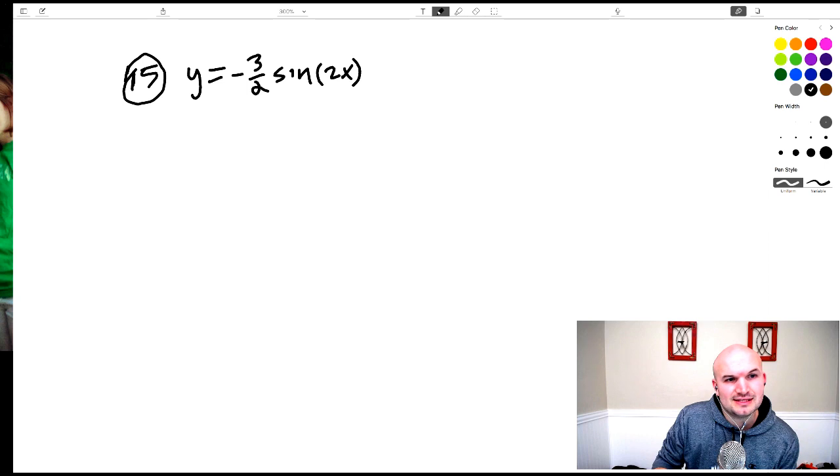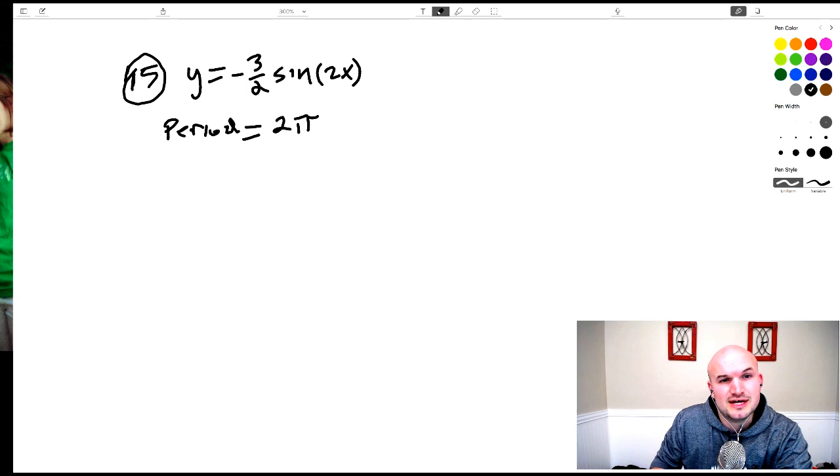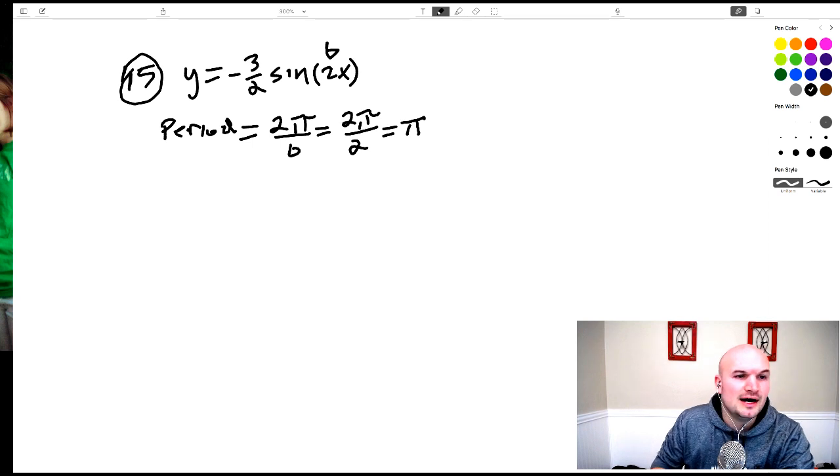So just remember that the period, just slow down, maybe try to write it like this. The period, for a trigonometric function, for sine and cosine, is just going to be 2 pi divided by b, where b is the coefficient of the x inside of your sine function. So in this case, we have 2 pi divided by 2, which is just going to equal pi.